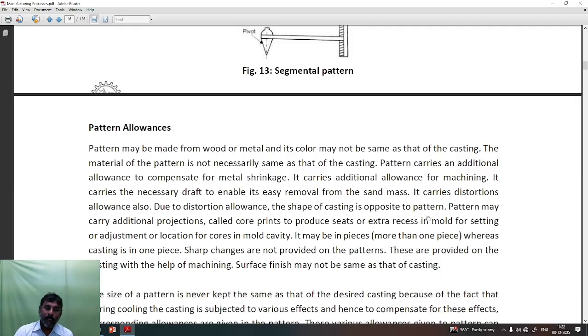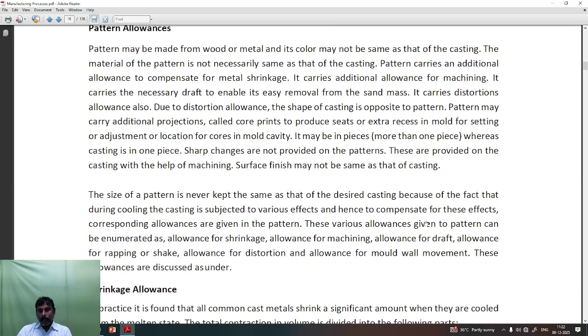The size of the pattern is never kept the same as that of the required casting because during cooling the casting is subjected to various effects, and hence to compensate for these effects, corresponding allowances are given in the pattern. These various allowances on the pattern are the allowance for shrinkage, machining allowance, draft allowance, warping and shake allowance, etc. So, shrinkage allowance.